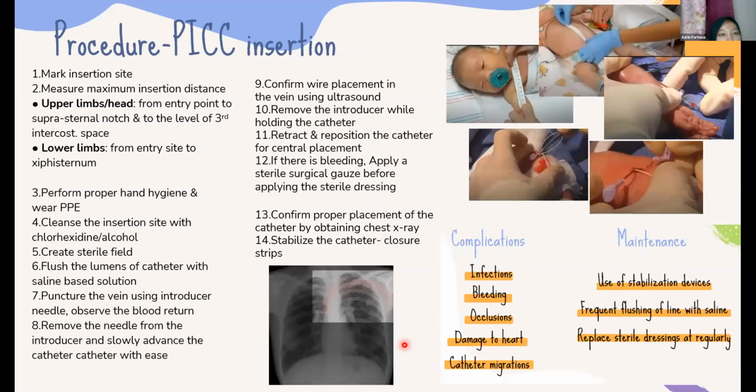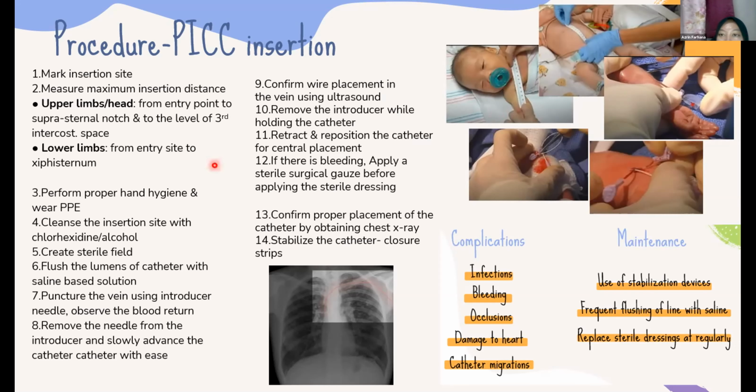Okay, so firstly for the procedure of PIC insertion, first we should mark the insertion site after we do vein selection, and then we should measure the maximum insertion distance. For upper limbs or head, we measure from the entry point, such as in this diagram, to the suprasternal notch and to the level of the intercostal space. This measurement is to guide us for the maximum insertion depth.